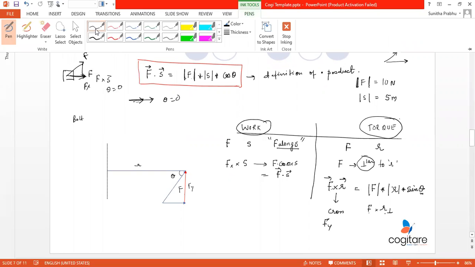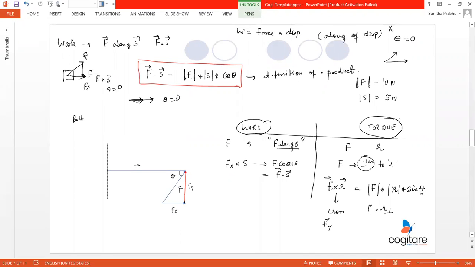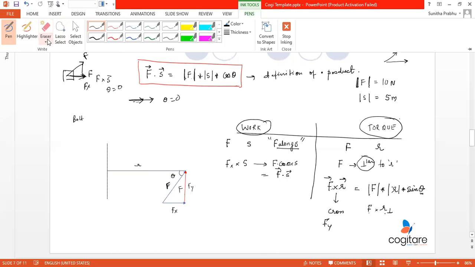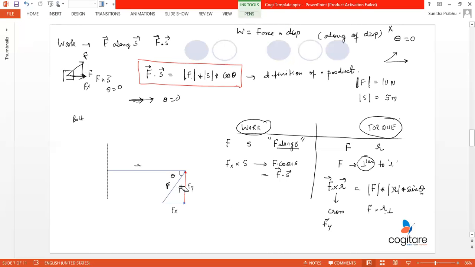Guys, are you still there with me? Yes, sir. So tell me, do you think this is the original force? This is F, and we have split it into Fy and Fx. That means we have resolved it into both the components. Now which one is actually doing the work? Is it this one or this one? Fy. Then we say, what is your contribution here? You are along the R, so along R is a waste.